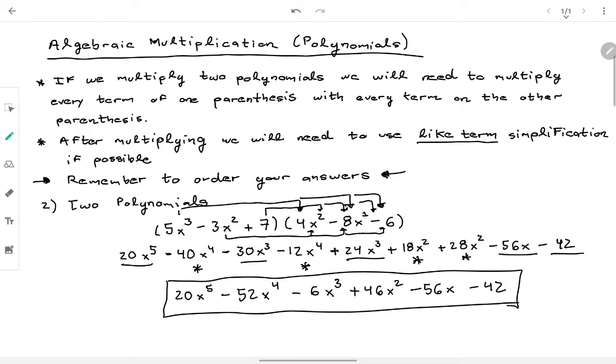So remember, the process is going to be very simple. We are going to multiply every term in the first parenthesis with every term in the second parenthesis. After we do that multiplication, we will look for like term simplification and ordering your answer. So there are 3 simple steps. Multiply every term by every term, then use like term simplification if possible, and at the end, remember to order your answers. So let's see some other example.